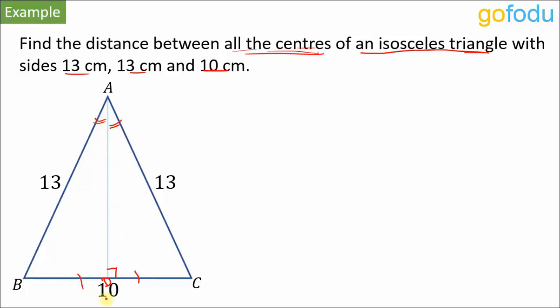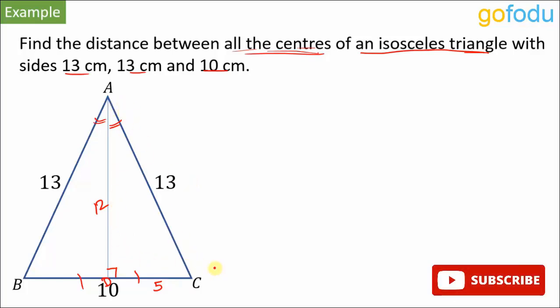Now to get this length AD, this DC is what? 5 units. So AD will be 12, as 5, 12 and 13 is a Pythagorean triplet. This ADC is a right triangle. So this length AD will be 12.